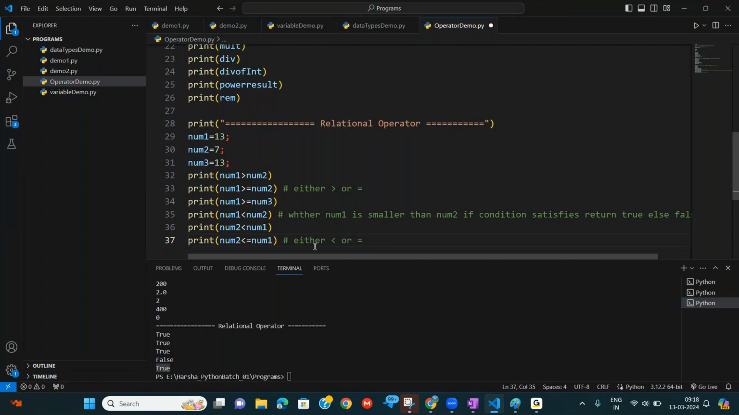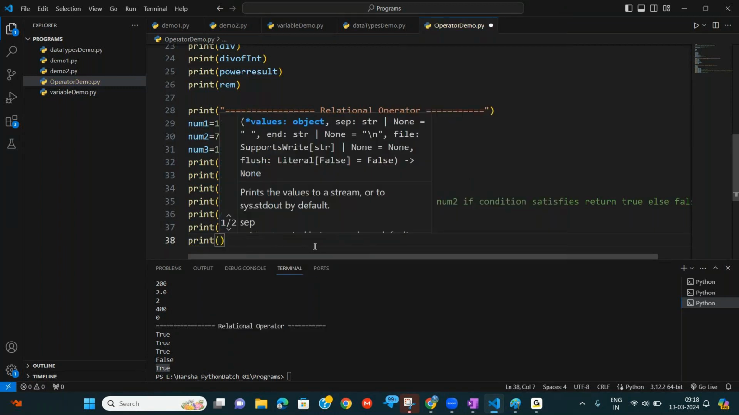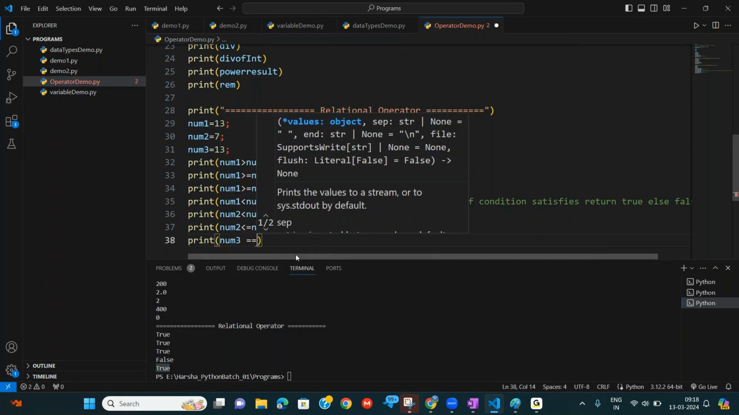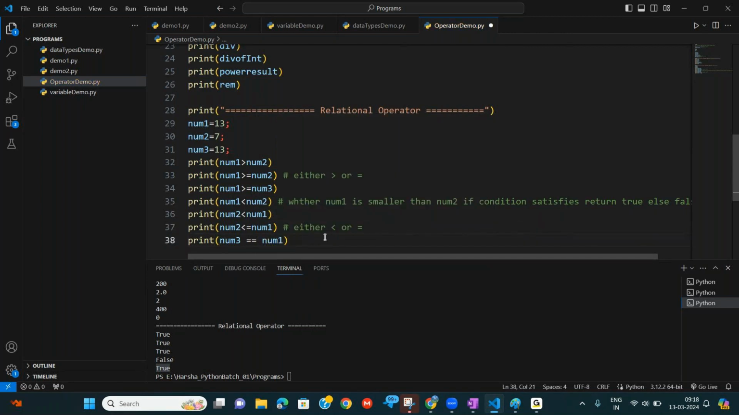Okay, and another thing, suppose I need to check only equal. So for equal, I have to use double equal to. Okay, so suppose num3 equal to num1. It checks whether both are equal or not. If equal, then return true, else it returns false.